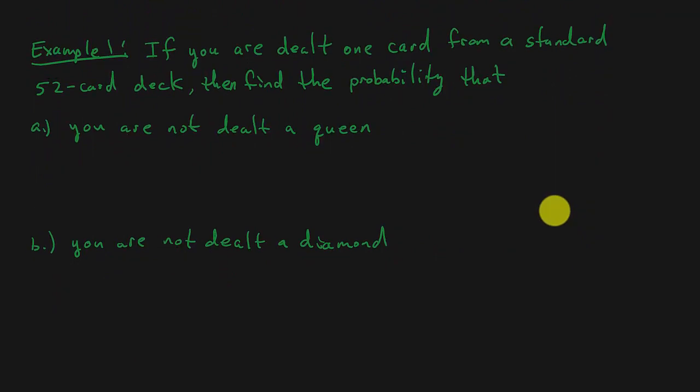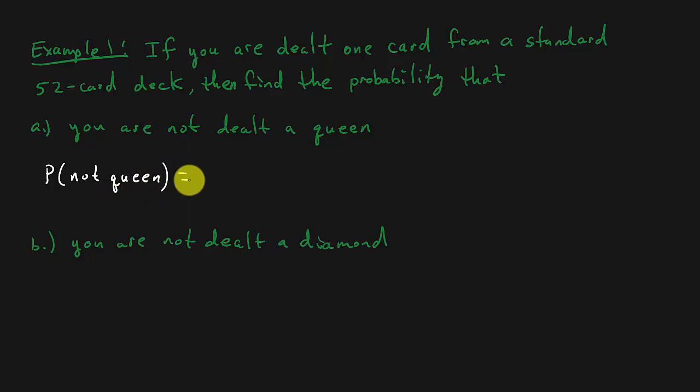If you were dealt one card from a standard 52 card deck, find the probability that you are not dealt a queen. I understand in this problem it's not difficult to find out how many cards are not queens. Because remember, probability is the number of successful outcomes divided by the number of possible outcomes. So the probability of not a queen.